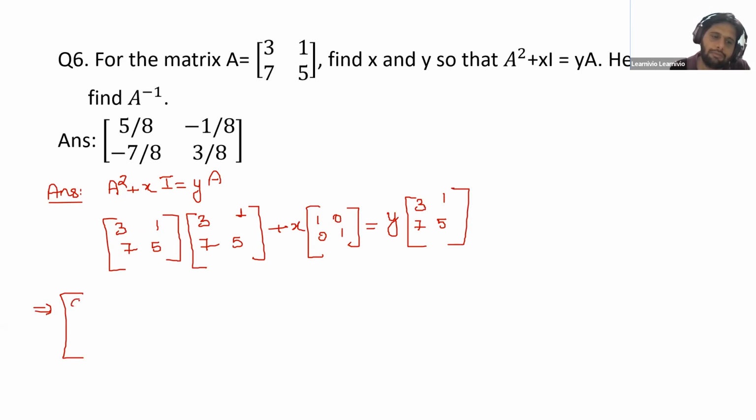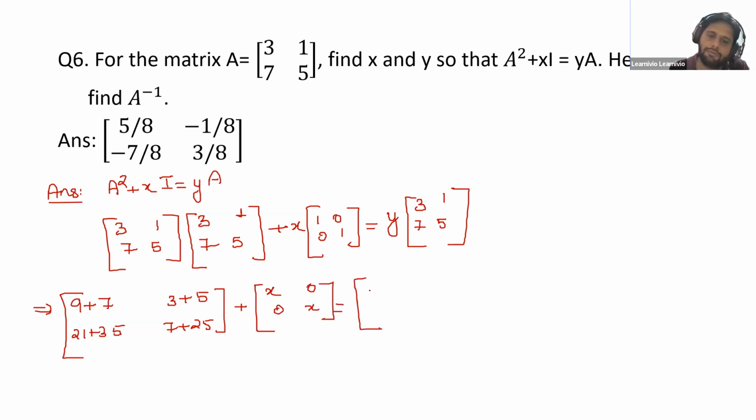Now we will multiply this first row and first column. So this becomes 9 plus 7, 3 plus 5, 21 plus 35, 7 plus 25. We will multiply the complete matrix with x, so we'll get x 0 0 x, and this is equal to multiplying this with y, so you will get 3y, y, 7y, and 5y. This is clear? Yes, sir.